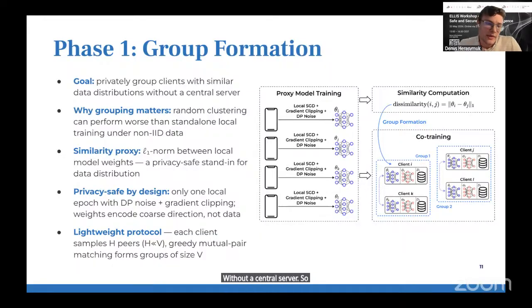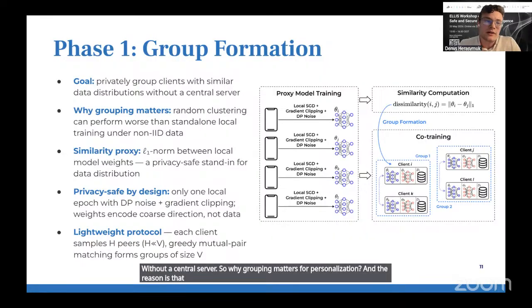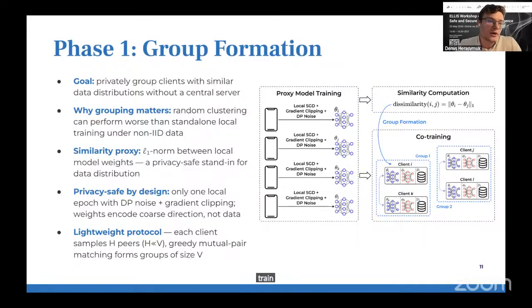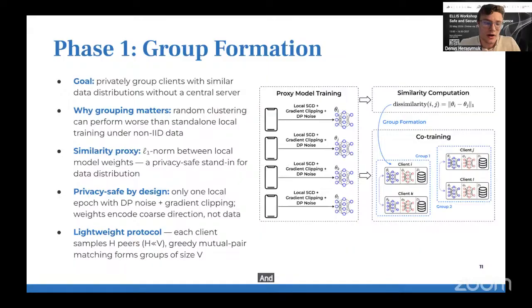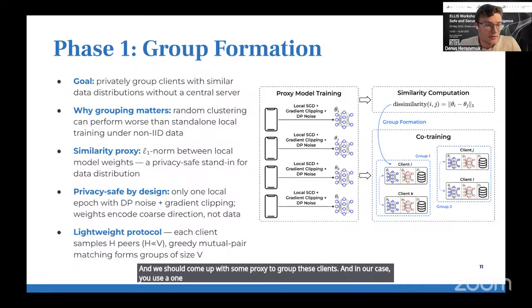So why does grouping matter for personalization? The reason is that if we randomly cluster our clients, at the end we can get models that perform even worse than if we simply trained models on the local data of these clients. And the reason is that the local distributions of clients can be very different, so it's very non-IID data. We should come up with some proxy to group these clients. In our case, we use the L1 norm distance between local model weights.